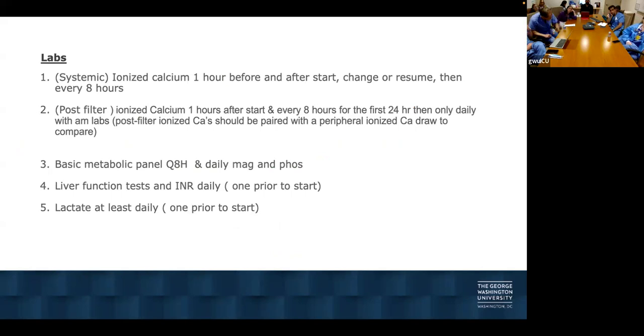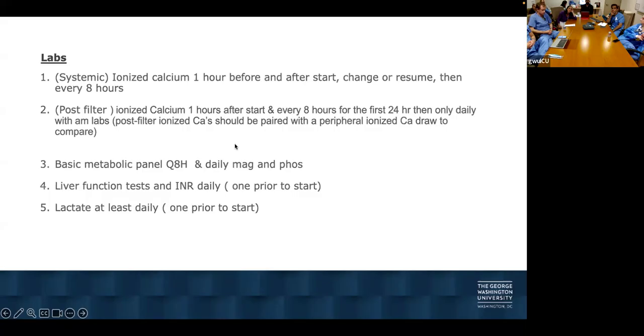So these are the labs. We made it as simple as we can. Your ionized calcium is 1 hour before and 1 hour after start, or whenever you change or resume things. After that, it's every 8 hours, so it's basically the same way that we do now. Post-filter is only in the first 24 hours: ionized calcium 1 hour after, and then every 8 hours. Most of the time, within 24 hours you should be achieving goal. After that, we're doing it every morning. We don't do it that often, to avoid confusing things. So every morning after the first 24 hours.